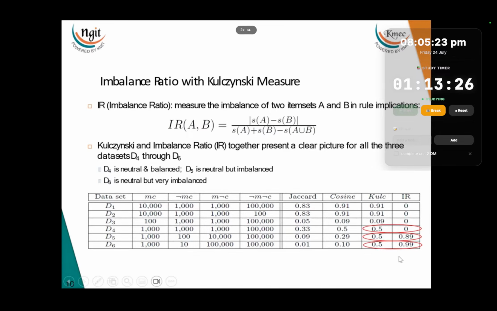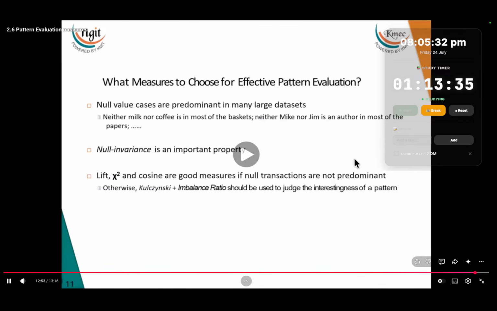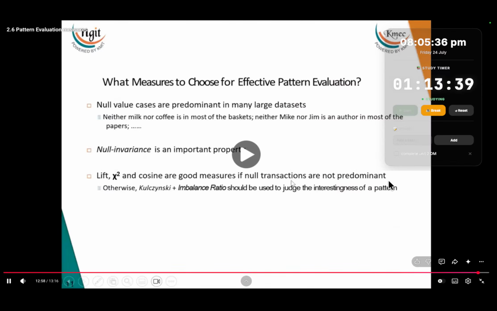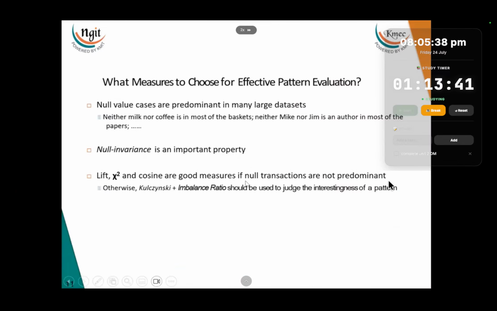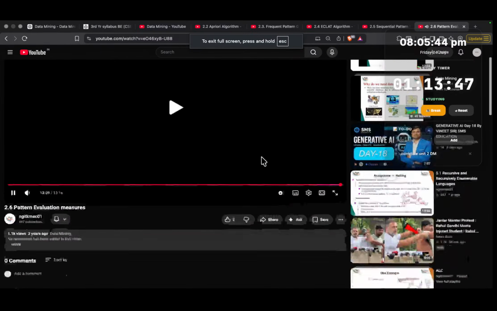So in this way, if we have any imbalanced data or if there are many null-invariant data, instead of using support, confidence, lift or chi-square, this Kulczynski and the imbalance ratio provides us good interestingness measures. So here we can see that when compared to lift and chi-square, this Kulczynski and imbalance ratio provides us a good interestingness for the patterns. So this is about the pattern evaluation.